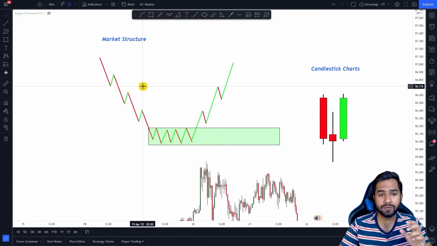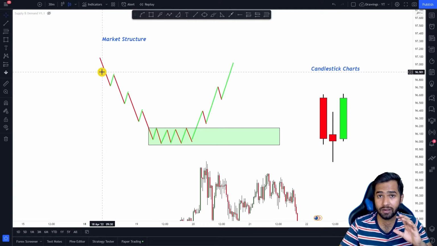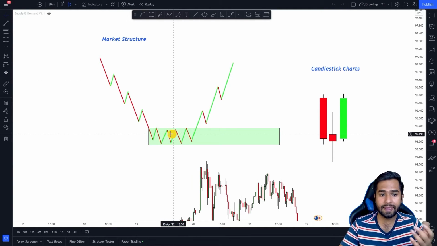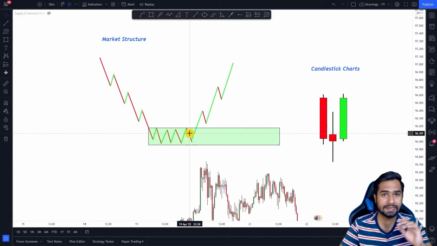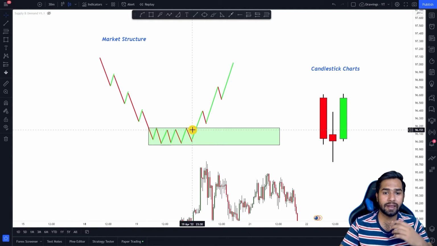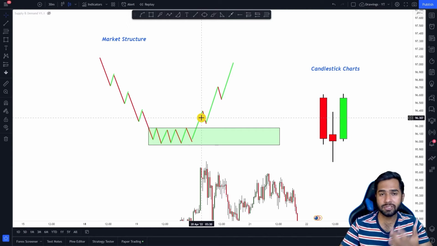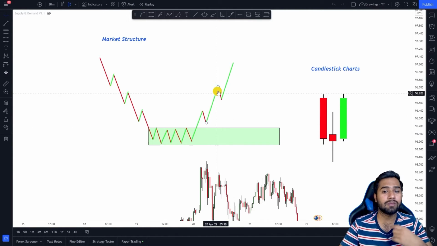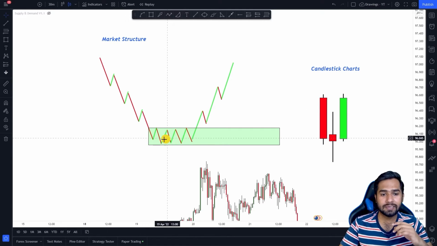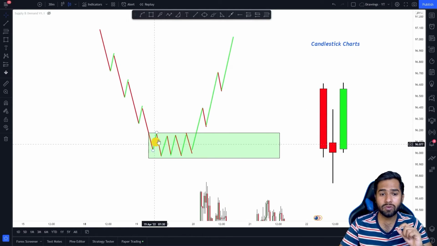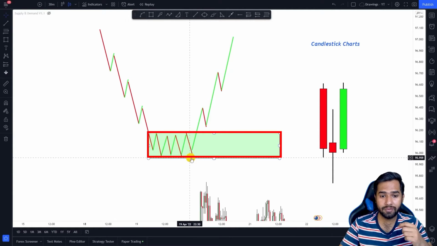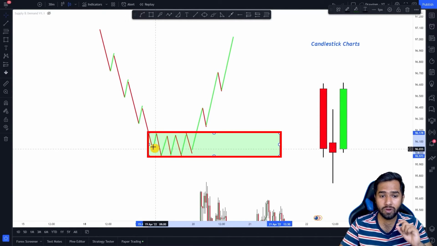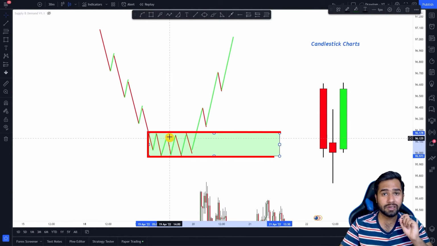In the first phase, the sellers are in full control of the market. In the second phase, neither the buyers nor the sellers have control, and the market is in an indecision phase. In the last phase, the buyers take the majority and control the market in the bullish direction. So the high and the low of this ranging market, or this base zone, will be our demand zone. Let me just move it upward.